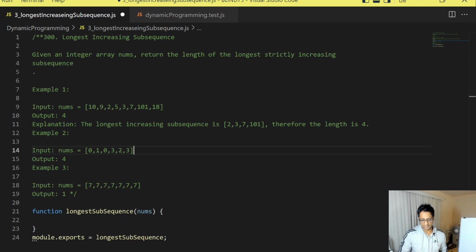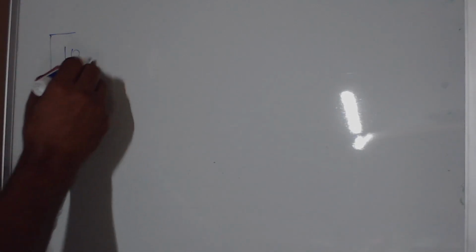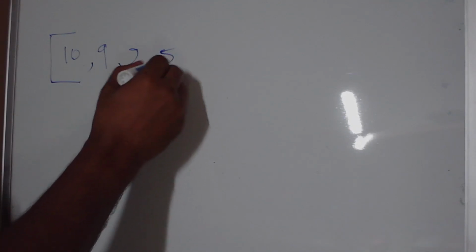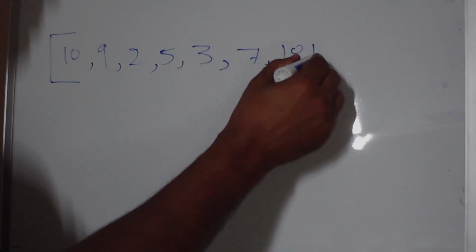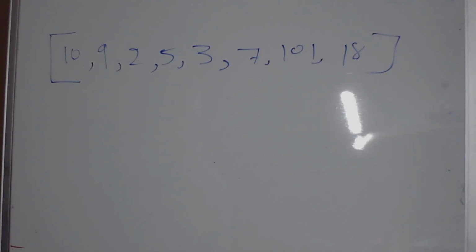So now let's see this on the whiteboard. The first example states that we will have an array like 10, 9, 2, 5, 3, 7, 101 and 18. So what are those subsequences?